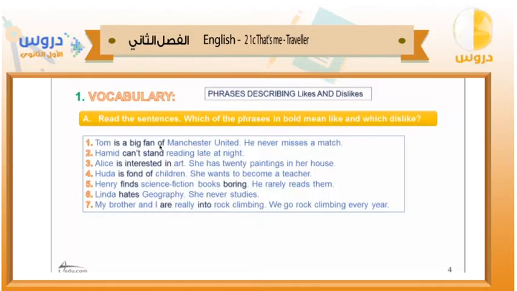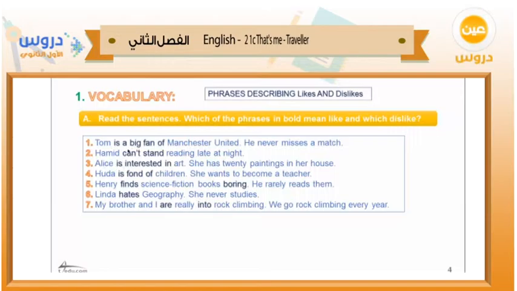Number 1. Tom is a big fan of Manchester United. He never misses a match. Number 2. Hamid cannot stand reading late at night. 3. Alice is interested in art. She has 20 paintings in her house. Number 4. Huda is fond of children. She wants to become a teacher. 5. Henry finds science fiction books boring. He rarely reads them. 6. Linda hates geography. She never studies. 7. My brother and I are really into rock climbing. We go rock climbing every year.